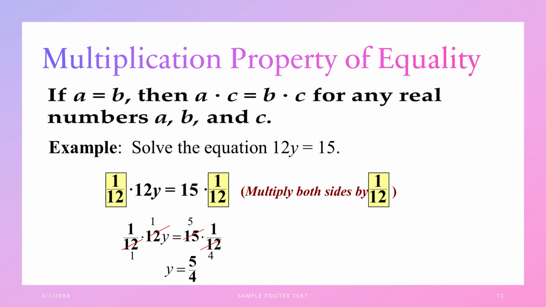So we have 12y equals 15. Multiply both sides by 1 over 12. Here we canceled the 12, so 1 times y is y. Then 15 over 12. The GCF of 15 and 12 is 3. 15 divided by 3 is 5, and 12 divided by 3 is 4. So the final answer is y equals 5 over 4.